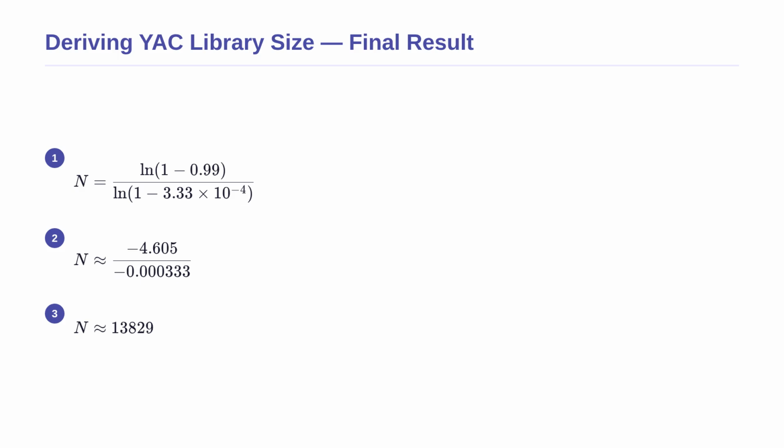We now plug our 99% probability and our new, larger fraction into the formula. The numerator remains the natural logarithm of 0.01. The denominator is now the natural logarithm of 1 minus 0.000333. The final calculation reveals that the scientist only needs to screen approximately 13,829 YAC clones. Compared to the BAC, using a YAC reduces the laboratory workload by nearly 85%. This perfectly illustrates why YACs were the vector of choice for mapping the largest eukaryotic genomes.